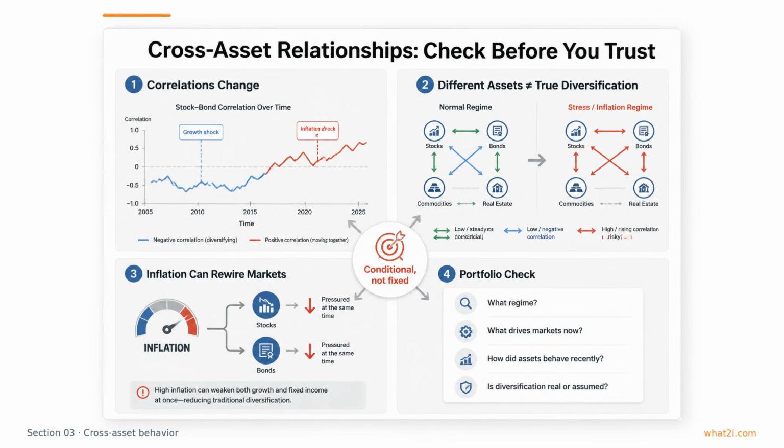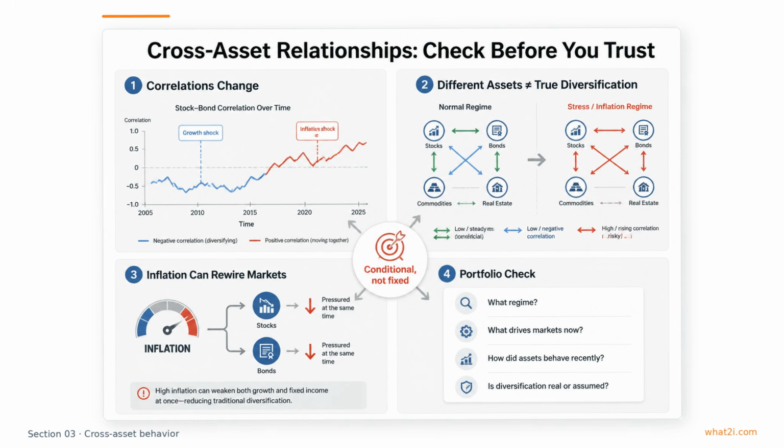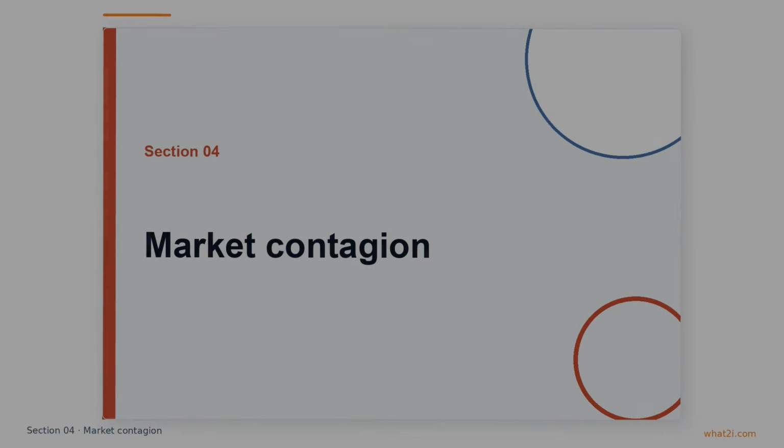The main takeaway from cross-asset analysis is that relationships should be treated as conditional, not permanent. Different asset classes do not automatically deliver true diversification if they are all being driven by the same force. Inflation, in particular, can reshape the stock-bond relationship and change how a portfolio behaves. That is why it helps to keep asking a simple question: what is driving markets right now? If the answer changes, the expected behavior of the portfolio may change with it. A good portfolio check is not just about what you own, but about why those assets are likely to interact the way you expect.